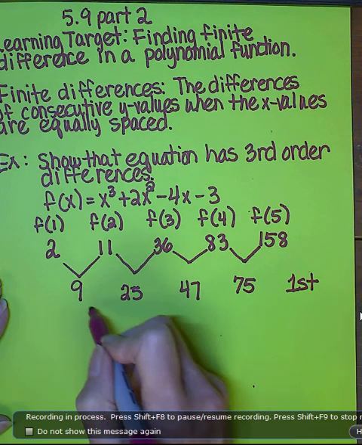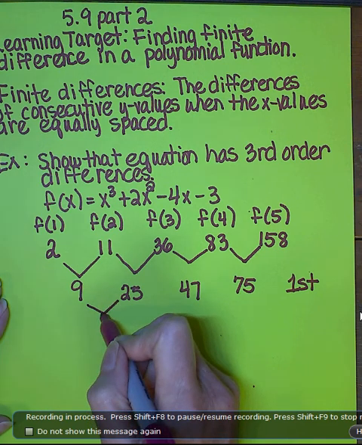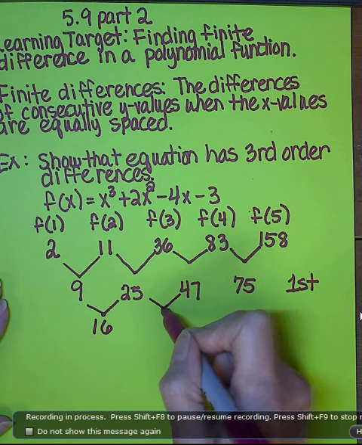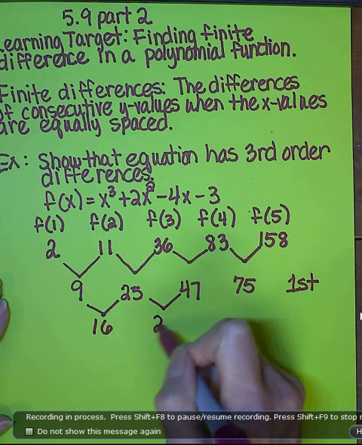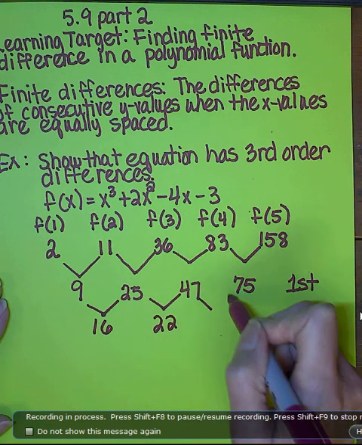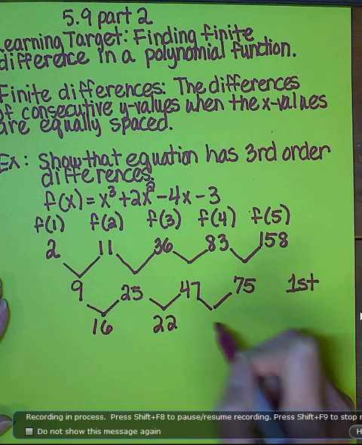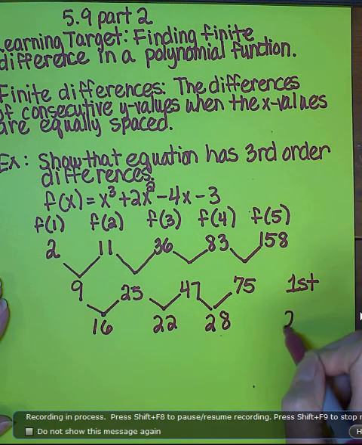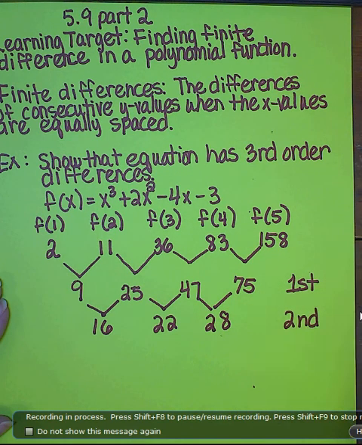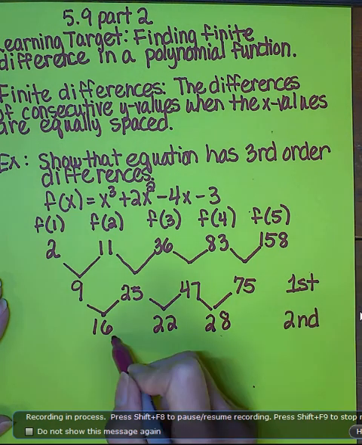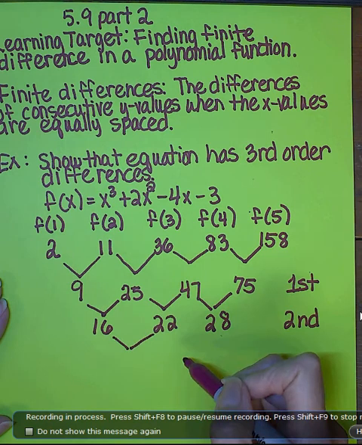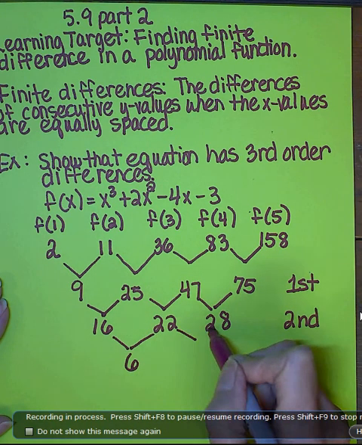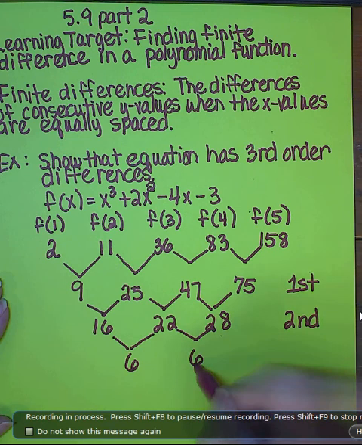Now we're going to do this again. 25 minus 9 is 16. 47 minus 25 is 22. And 75 minus 47 is 28. And this would be a second order difference. Okay, we're going to do it one more time. 22 minus 16 is 6. And then 28 minus 22 is also 6.